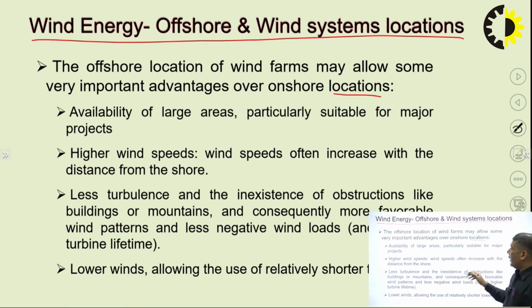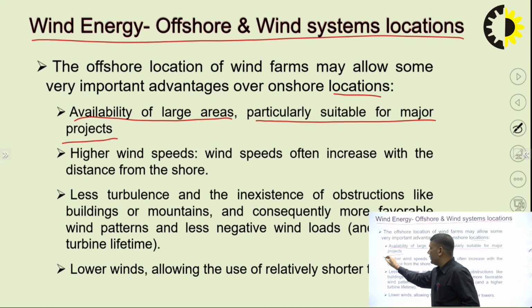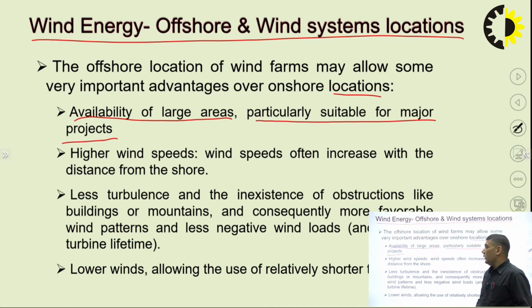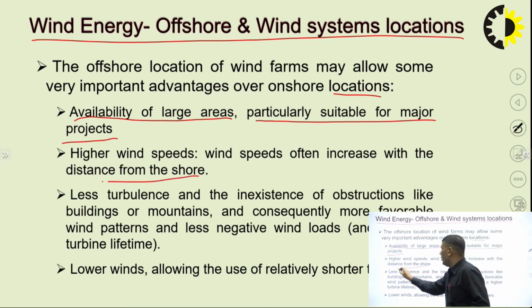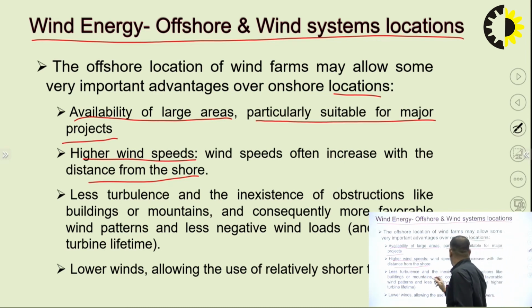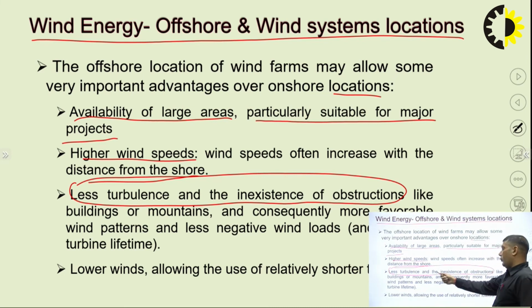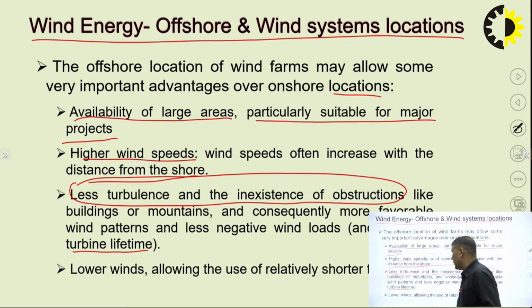So we have availability of large areas, particularly suitable for major projects. Okay, and the higher wind speed often increases with the distance from the shore. So higher wind speed requires less turbulence and existence of obstruction. Building over the mountain gives a more favorable wind pattern, less negative wind loads and higher turbine lifetime. The less the turbulence, the higher the turbine lifetime. Lower wind allows the use of a relatively shorter tower.